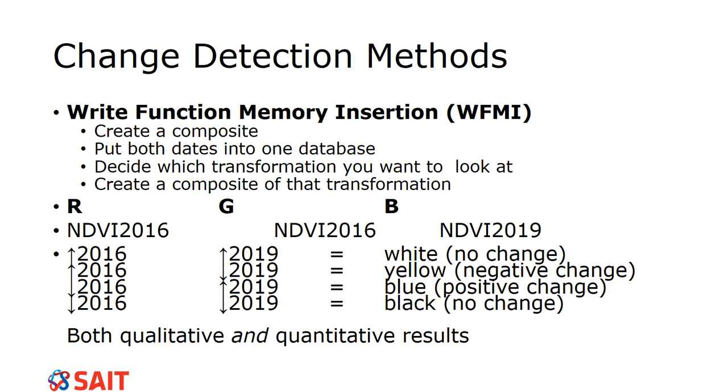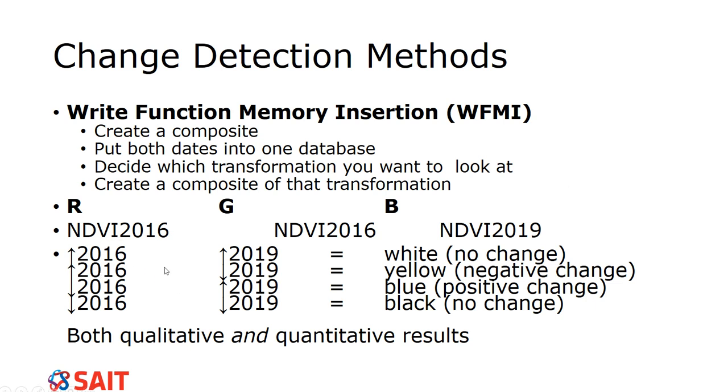Then you decide which transformation you want to look at. For example, here I'm showing NDVI. I chose NDVI because I want to show vegetation changes, and then I create a composite with that. In my red slot for RGB, I put NDVI 2016, and then I click it again for my green. So 2 of the slots are filled with the NDVI 2016 from 3 years before, and then I've got NDVI 2019, which is the newer version of my image.